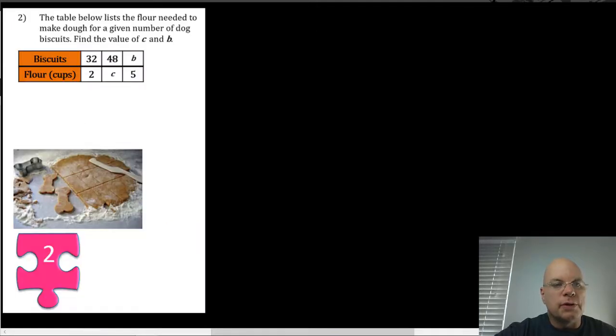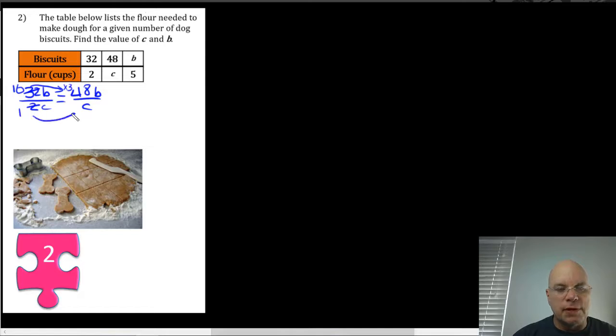Problem number 2. The table below lists the flour needed to make dough for a given number of dog biscuits. Find the value of C and B. So we know for 32 biscuits, I need 2 cups of flour. I want to know for 48 biscuits, how many cups, C. This 32 over 2 can be simplified to 16 over 1. Then you see a scale factor of 3. 16 multiplied by 3 is 48, so 1 multiplied by 3 is 3. So C equals 3. 3 cups would be the answer to the first question.